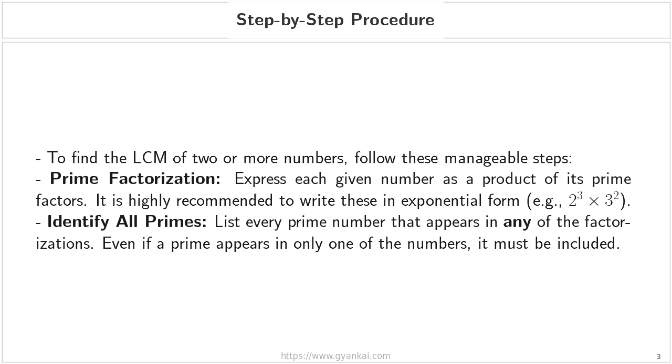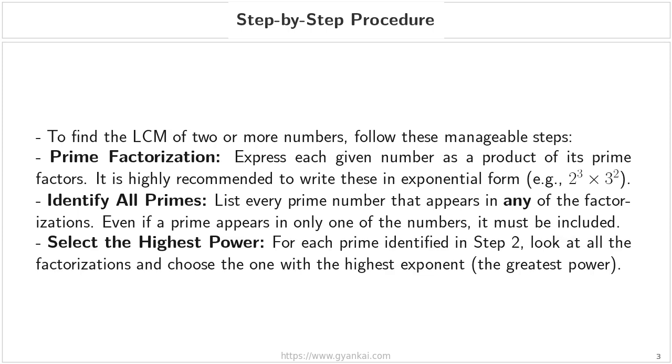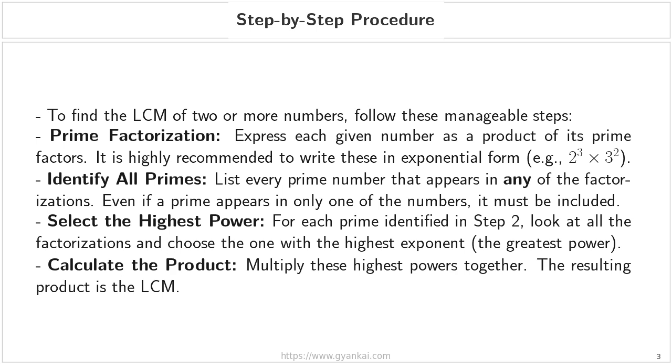Third, we select the highest power. For every prime number you listed in the previous step, scan through all your factorizations and pick out the one with the largest exponent, that is the greatest power. We want the strongest version of each prime. Finally, the last step is to calculate the product. Simply multiply all those highest powers you selected together. Once you find that final product, you have successfully found your LCM.